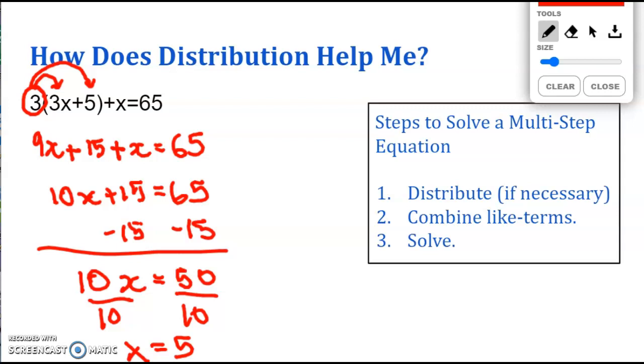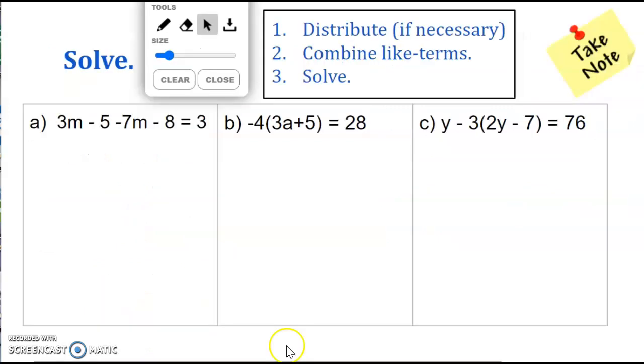Then you end up with 50 is equal to 10x, because positive 15 minus 15, they disappear to 0, right? So then you have 10x is equal to 50. Then you need to divide both sides by 10 and you get x is equal to 5. Okay, and then we went on to doing some practice problems.